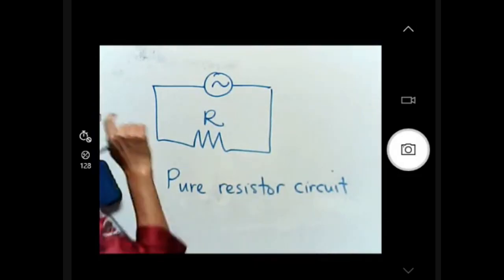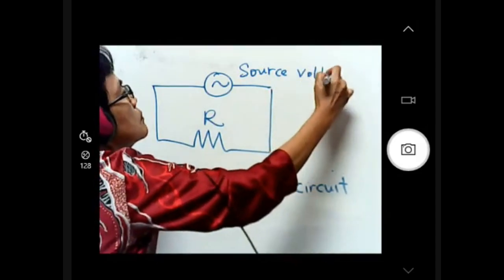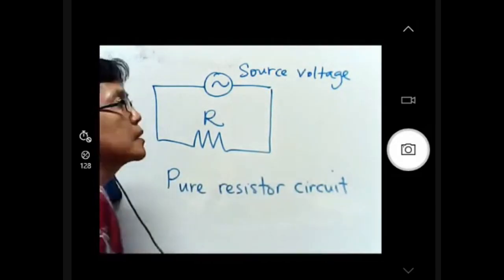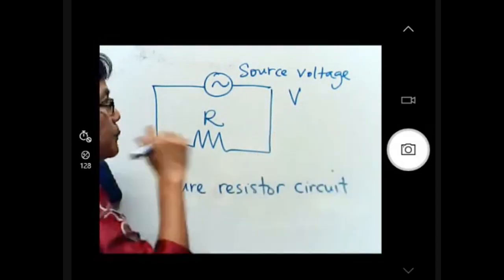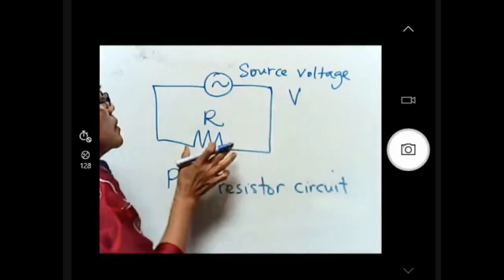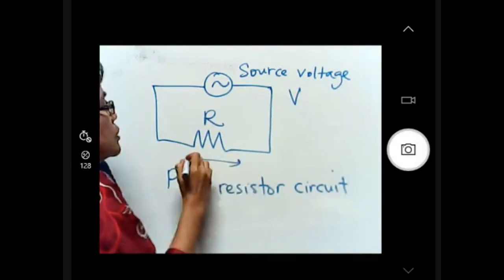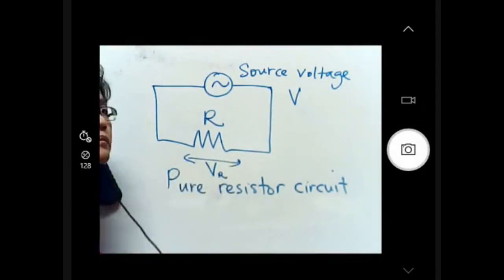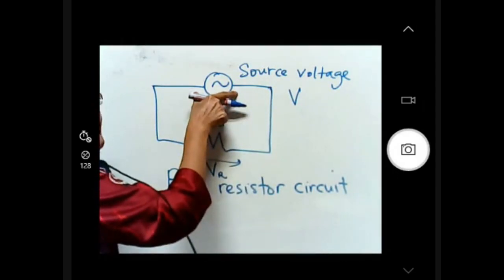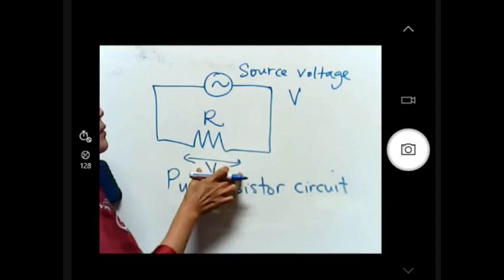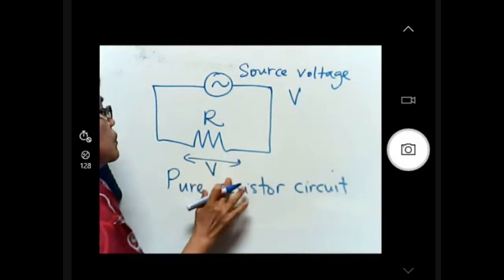Okay, so we have a source voltage. I usually like to represent source voltage with Vs or just V. Okay, I'll use V. Since the resistor is connected directly to the source voltage, the voltage across the resistor, VR, is equal to the source voltage. Meaning if you compare this value and this value, in this case they are the same. So I'll just leave it as V.